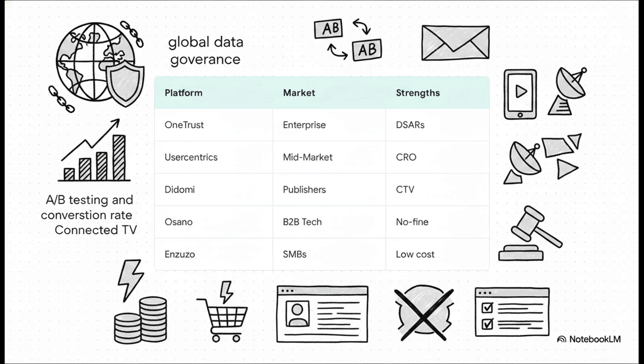Usercentrics is fantastic for mid-market e-commerce because they lean hard into A/B testing and conversion rate optimization. Didomi, that's tailored for media and publishers who rely heavily on programmatic ads and connected TV. Then Osano is perfect for mid-market B2B tech with a super simple UI and, get this, a literal no-fine guarantee. And rounding it out, Enzuzo offers lightning-fast, budget-friendly deployments built specifically for small businesses and Shopify stores.